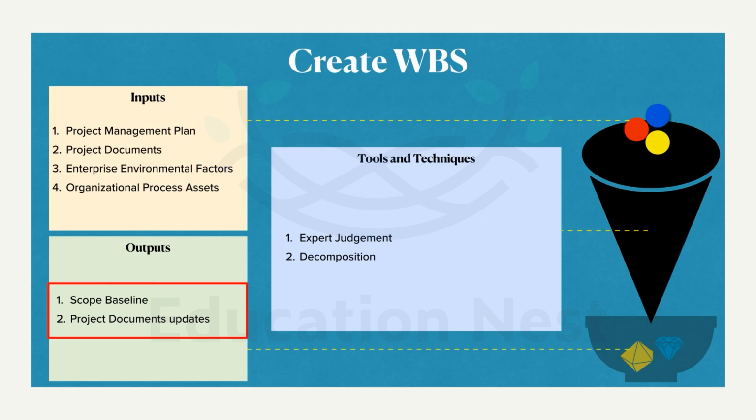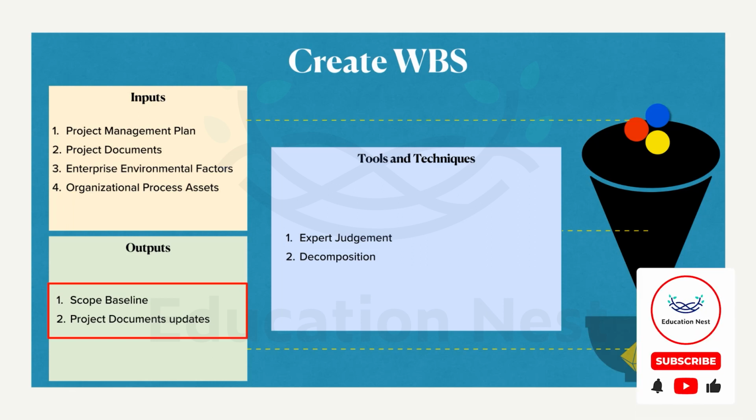Expected outputs: scope baseline and project document update. Project document update, I think it is all well known to us. Scope baseline. What is scope baseline? This is an approved version of the scope statement. I think I already mentioned baseline means approval. So we have a scope plan, we have a scope baseline. That means an approved scope plan. So in the scope baseline, we have an approved version of the scope statement.